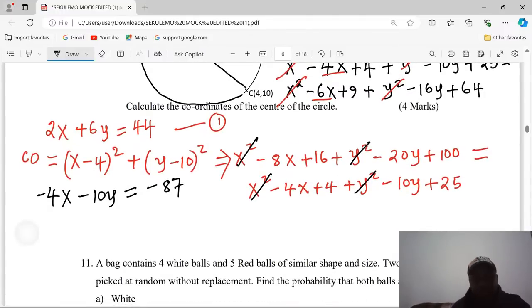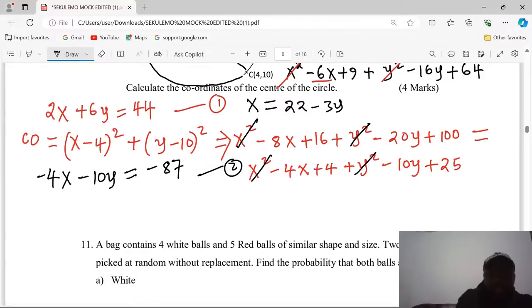We can call it equation 2, sorry. Then now we solve simultaneously. And when we solve simultaneously, from equation 1, we can say x equals to, we are taking 6y to the other side, so that we have 44 minus 6y. Then we divide it through by 2. We divide through by 2, we shall get 22 minus 3y.